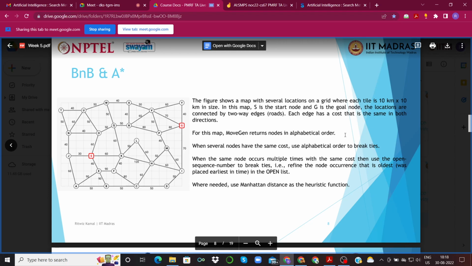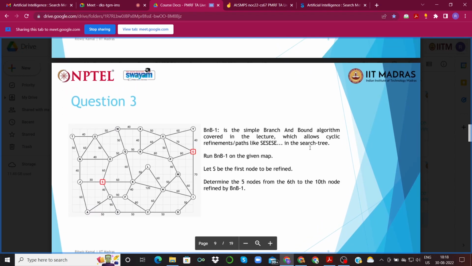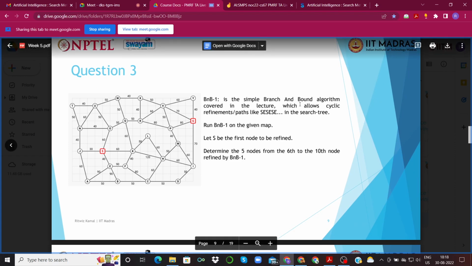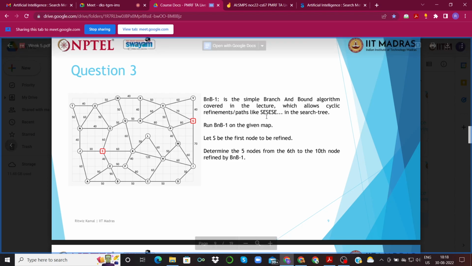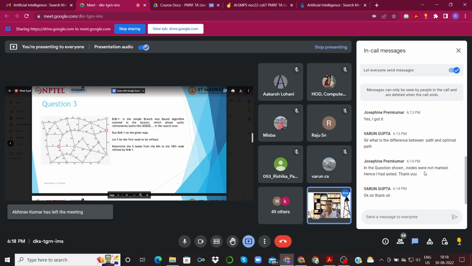So with those assumptions in mind, we will try to apply the branch and bound method, the normal branch and bound variation, which allows for cyclic refinements. Basically, we can go from S to E to S to E, and so on and so forth. We are told to list the 5 nodes, starting from the 6th to the 10th nodes, that have been refined by this BNB algorithm. So, is the problem setting clear?